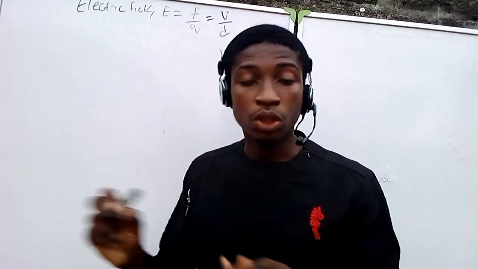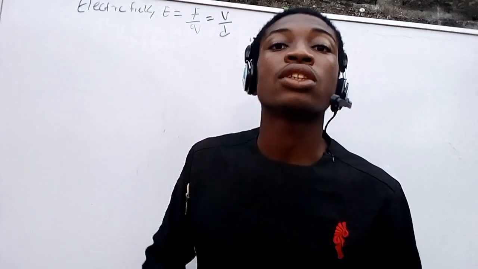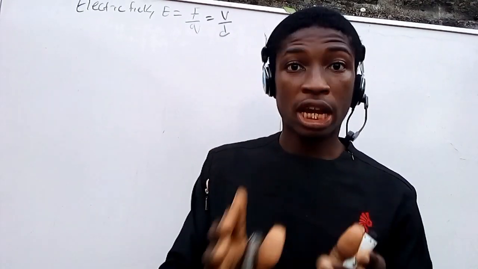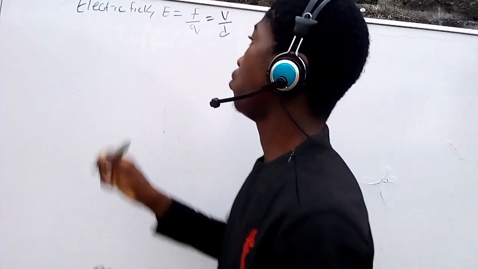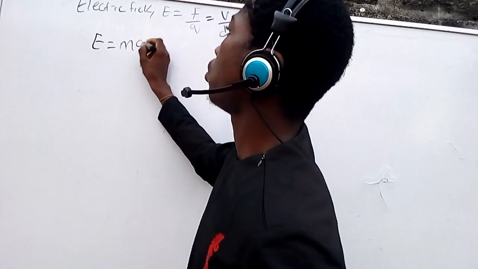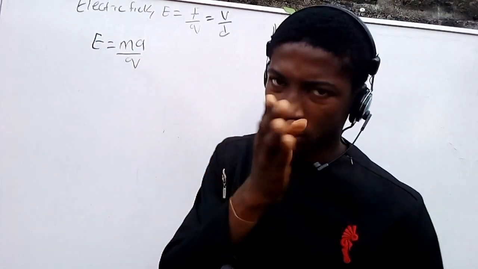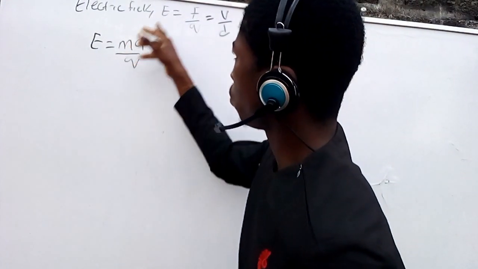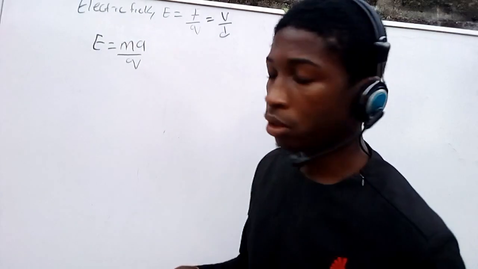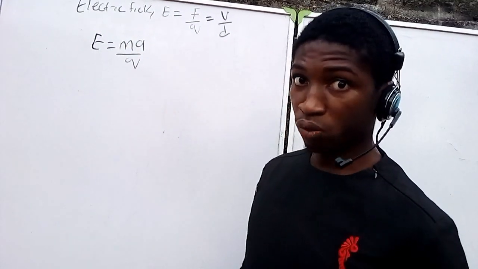The second equation relates electric field with mass, acceleration, and charge. And it's very simple. In the electric field, E is equal to mass times acceleration over charge. Obviously, if you look at it very well, this equation and the previous one are not far-fetched. Force is equal to mass times acceleration, from Newton's second law of motion.